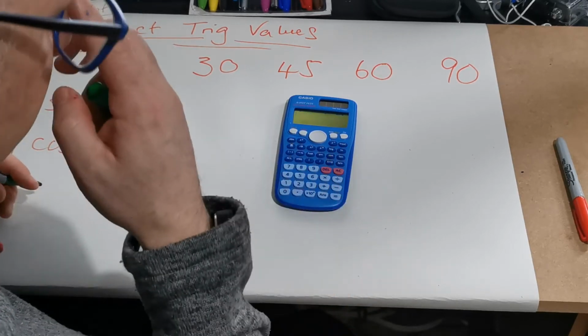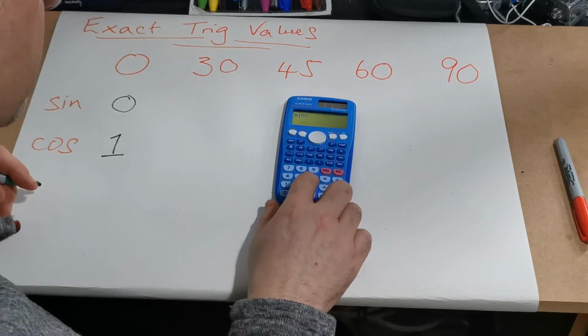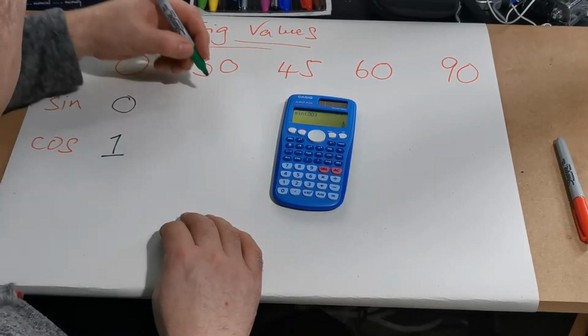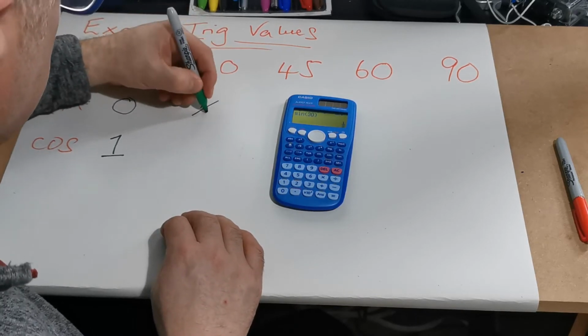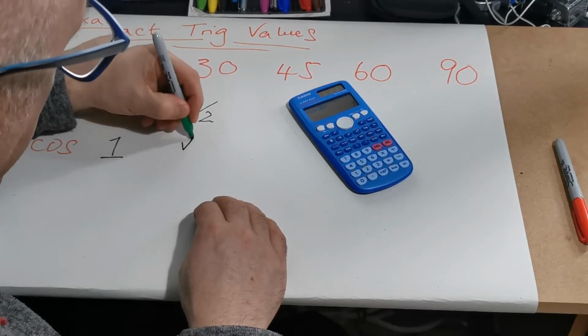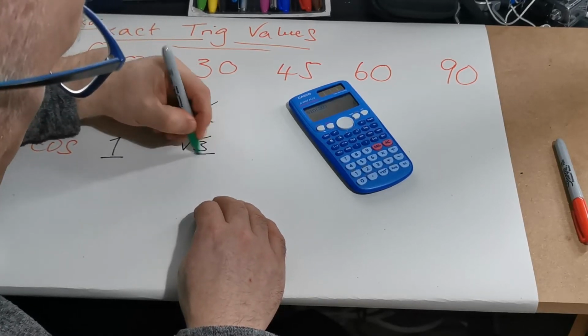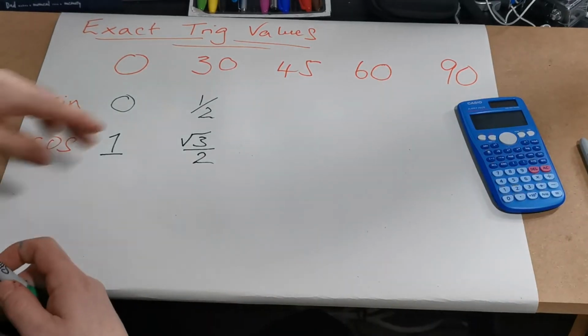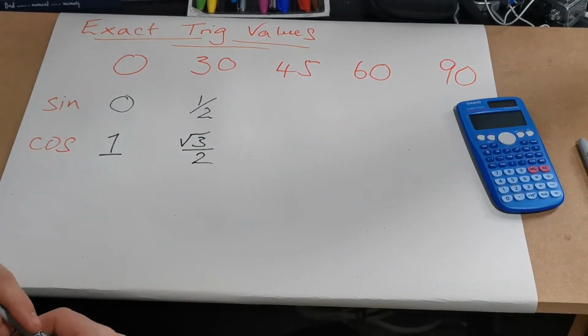Now you will have seen me use sine of 30 quite a lot, because that's my favourite one. Sine of 30 is a half, but cos of 30 is root 3 over 2. And you see that's quite complicated. You might suddenly start getting some roots involved.